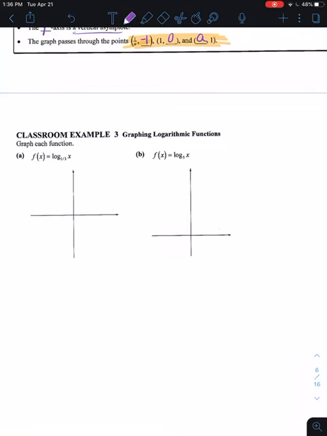All right, so here, starting with the first one, I have this log function. A is 1 over 3. So in exponential form, when a equals 1 over 3, that means this is going to be exponential decay.